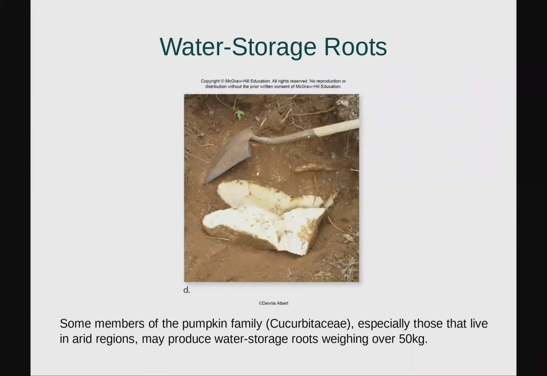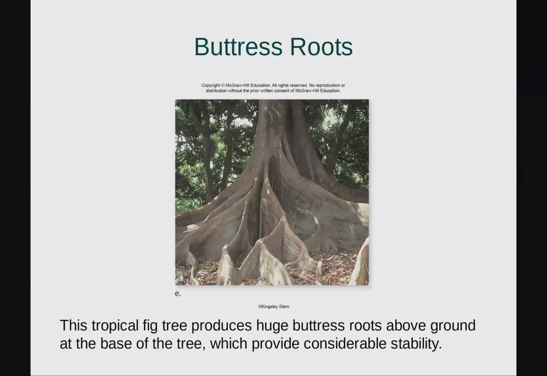Then we have water storage roots. So in this case, we have an example from the pumpkin family. And these basically act as tissues that store large amounts of water. And so some of these plants in very, very dry areas can actually produce water storage roots that weigh well over 100 pounds or 50 kilograms. So pretty big roots, again, act as water storage. You can see them, they're very starchy, almost like potatoes.